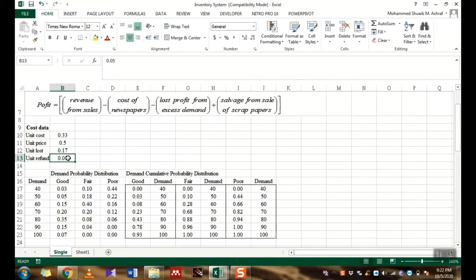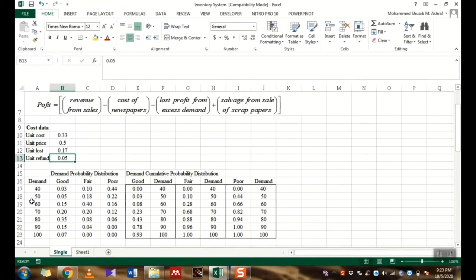In this problem the shopkeeper orders 70 newspapers each day, and every day the demand is different. Some day demand is 80, so all 70 papers are sold. But some day demand is less, like 60, and he has 70 papers. So at the end of the day he will be left with 10 newspapers that he will have to send back, returning them at the value of only 5 cents each.